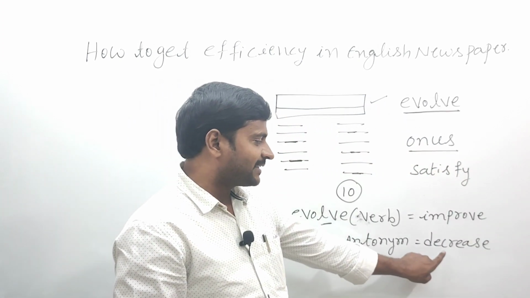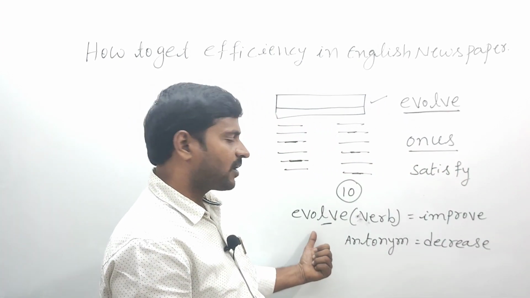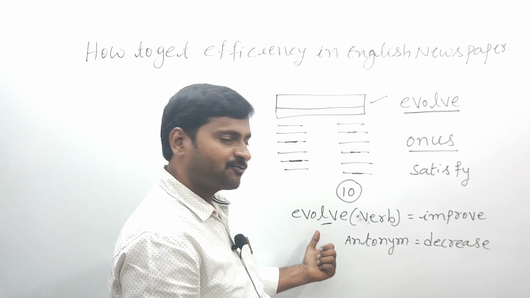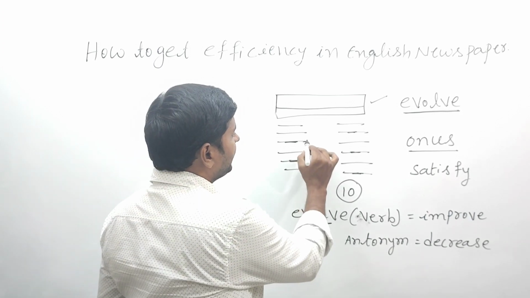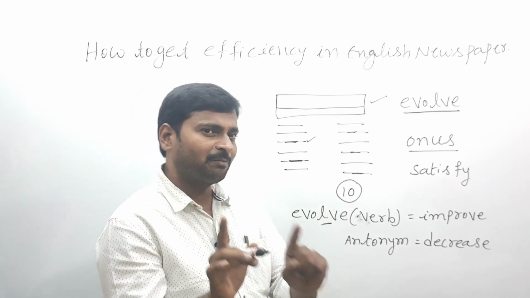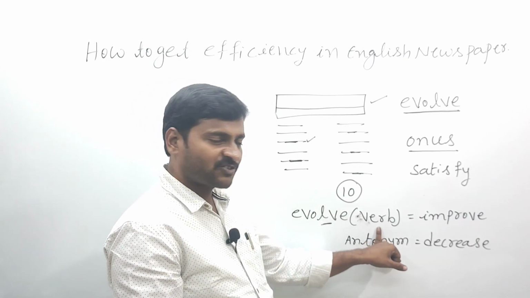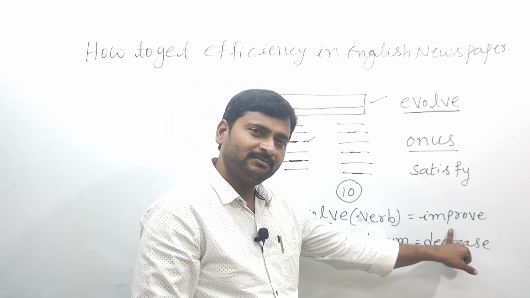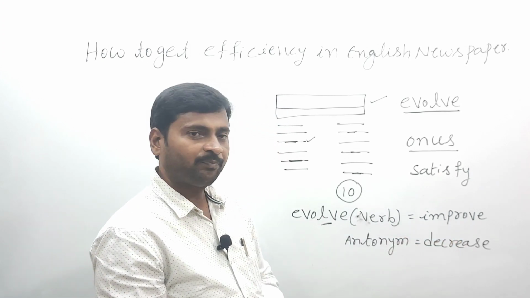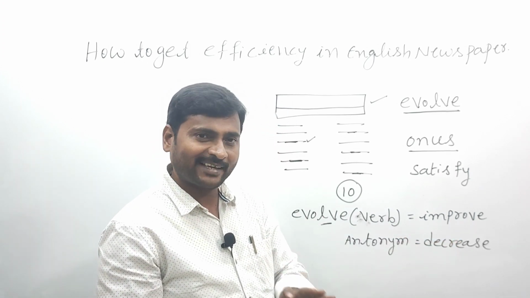Decrease. It is the antonym of evolve. Evolve is the actual meaning, where I get it from here. I mean, you complete one word: evolve, parts of speech, actual meaning, and antonym. How many steps do you follow?